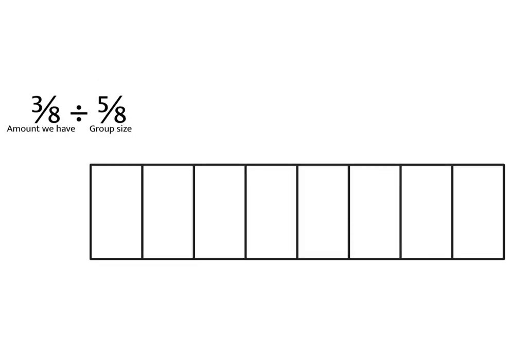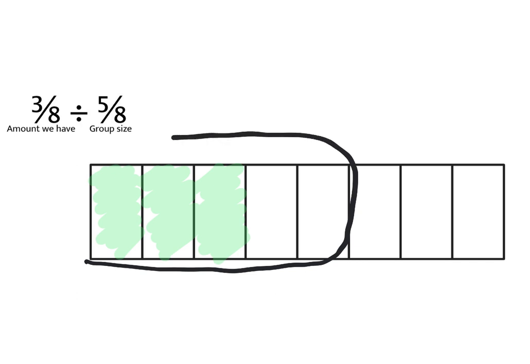Okay, let's do a third example. In this example, we have 3/8 of a whole amount. So I'm going to go ahead and shade in 3/8. There we go. We've got 3/8 of a whole amount. And what we know is that we need to make group sizes of 5/8. And just like the last example, I don't actually have enough. You can see there, that's a group of 5/8. That's the size I'm trying to make, but I don't have enough.